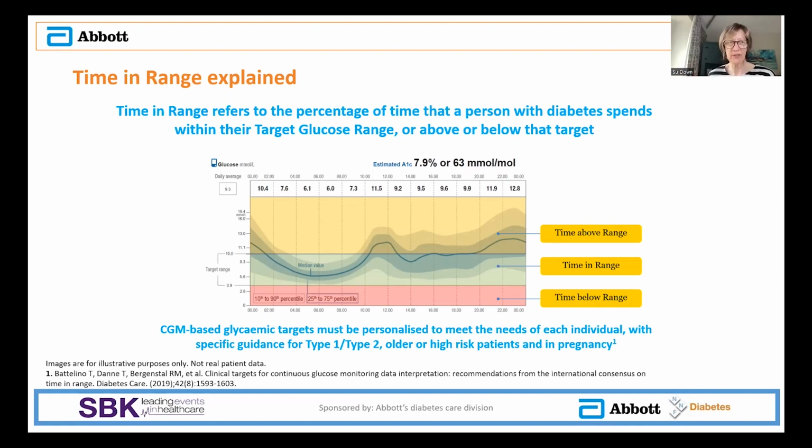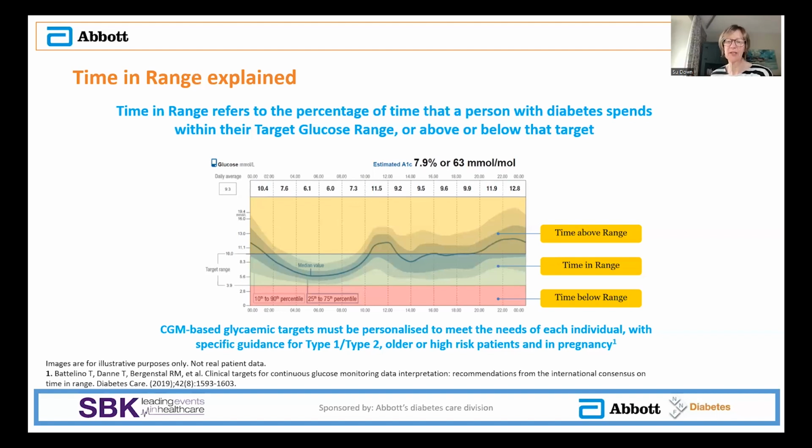All targets should be individualized. We all know that we give people individualized HbA1c targets. And I'm hoping after this series, you'll realize that the time in range targets and individualizing them are far easier to interpret and use for people.